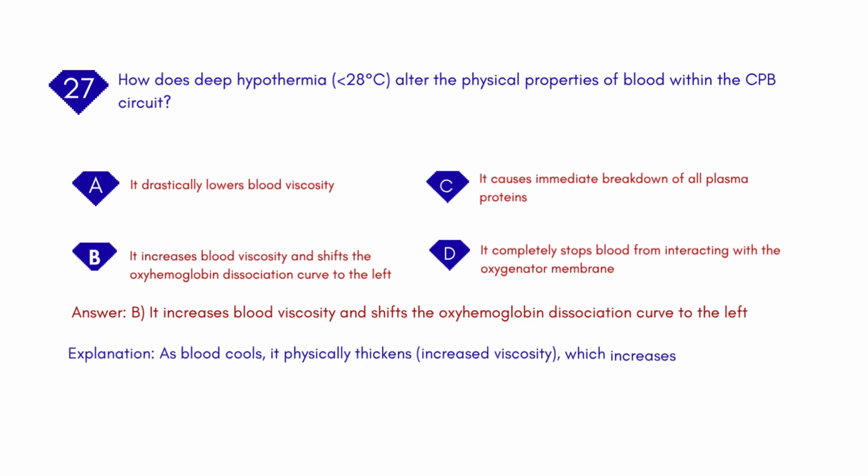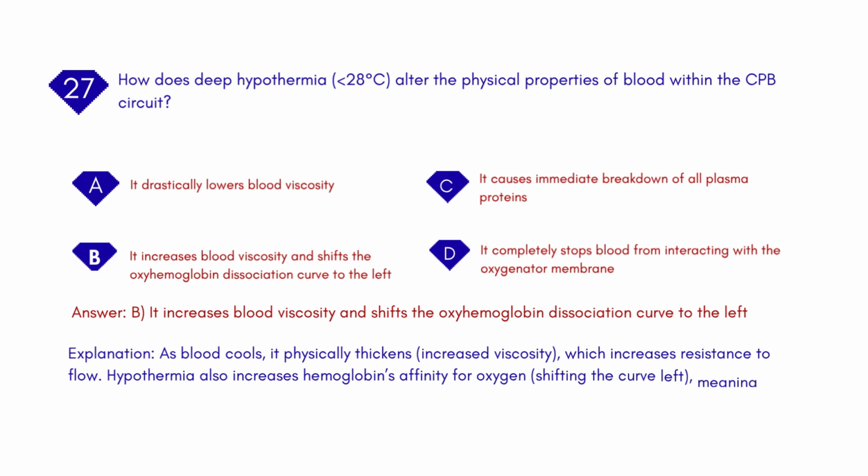Explanation: as blood cools, it physically thickens, increased viscosity, which increases resistance to flow. Hypothermia also increases hemoglobin's affinity for oxygen, shifting the curve left, meaning hemoglobin holds onto oxygen more tightly at the tissue level.